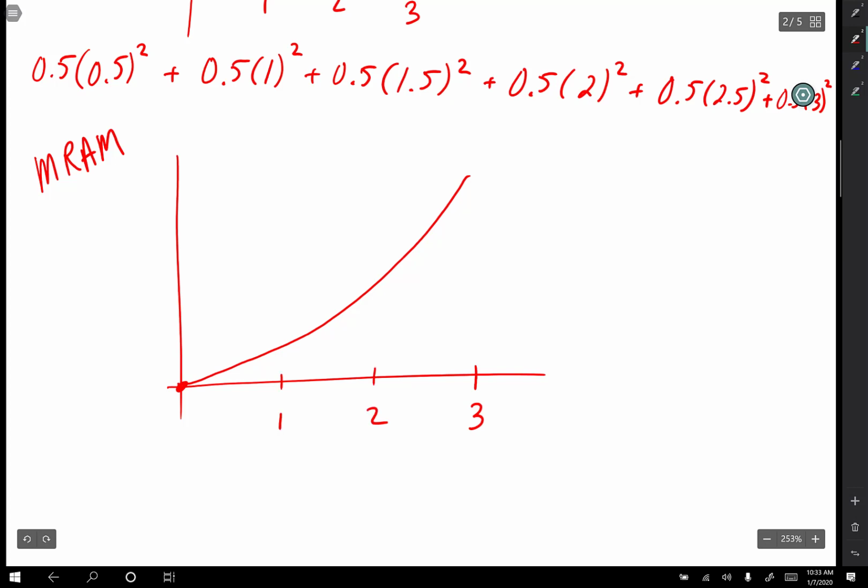Okay, MRAM. MRAM is the middle. So what is the middle between 0 and 0.5? 0.25. So go to the middle. Here's my first rectangle. You should have some above the curve, some below the curve. What is the middle between 0.5 and 1? 0.75. You should have a little bit above, a little bit below the curve on your rectangle. Between 1 and 1.5 is 1.25, a little above, a little below.